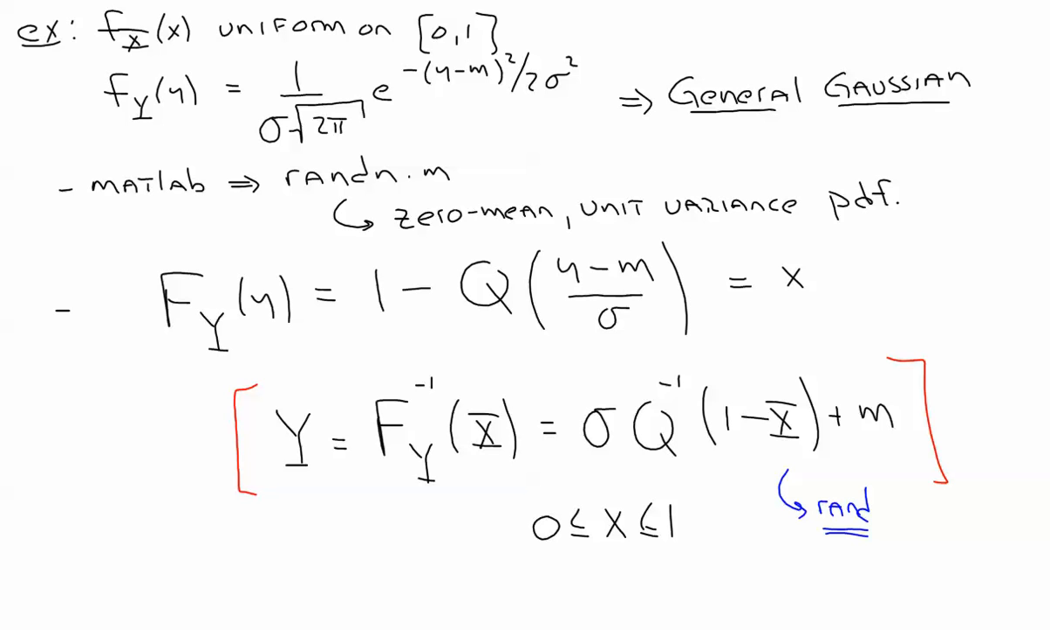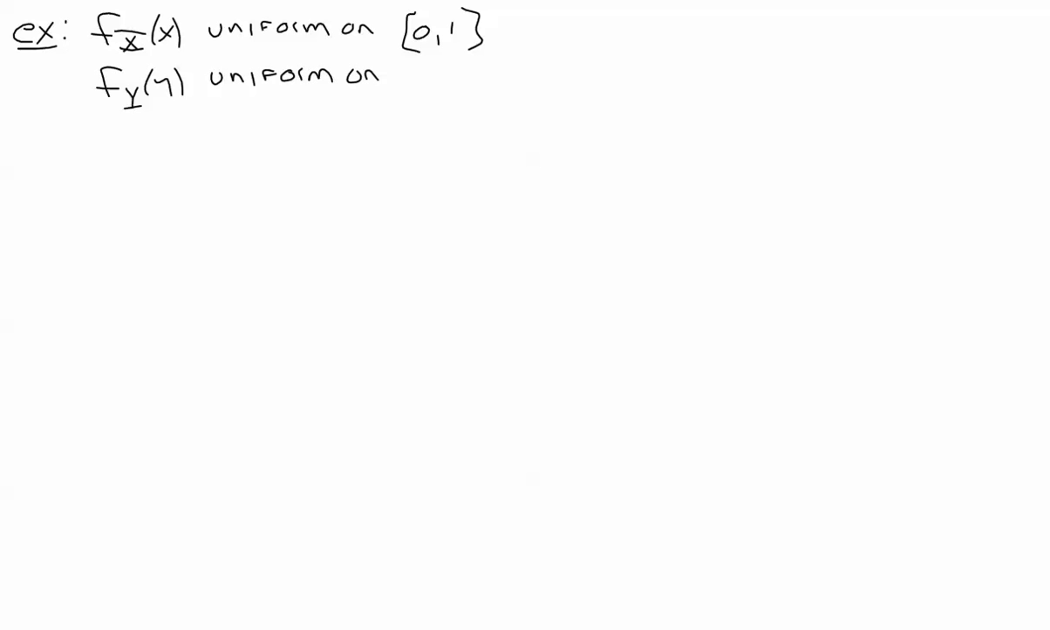Let's do another example. Got 2 more examples for you. Once again, x is going to be uniformly distributed on 0 to 1. And this time I'm going to have y be uniform on a different range, A to B. That's pretty common.